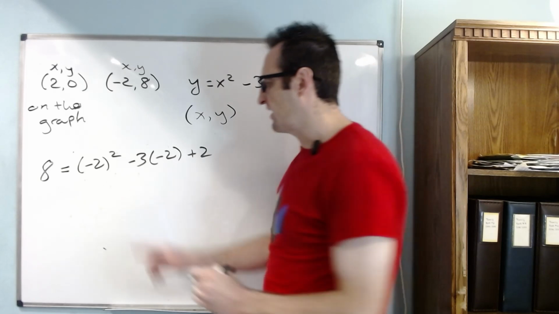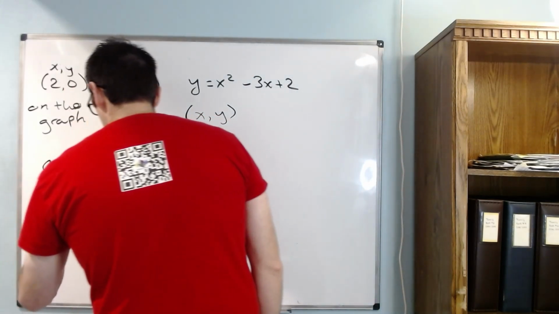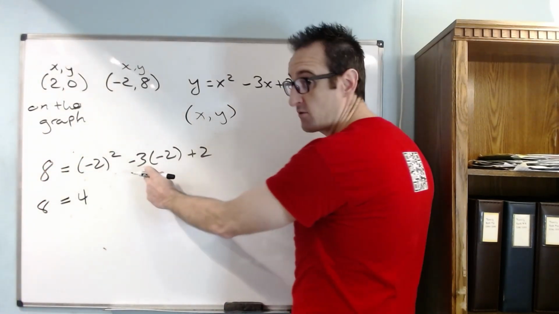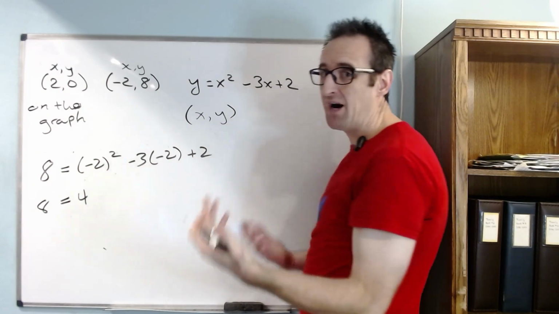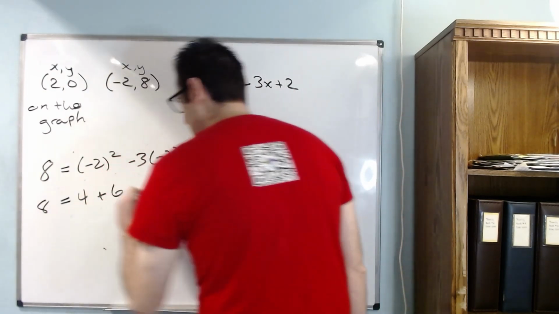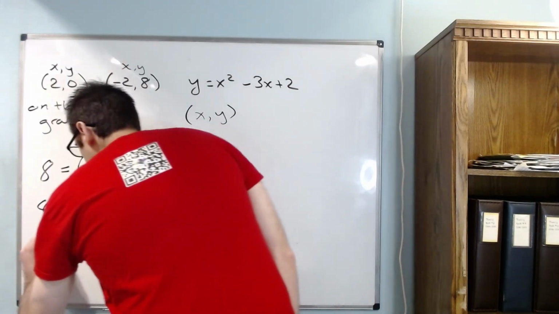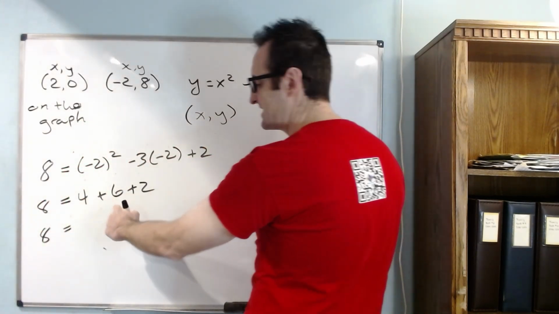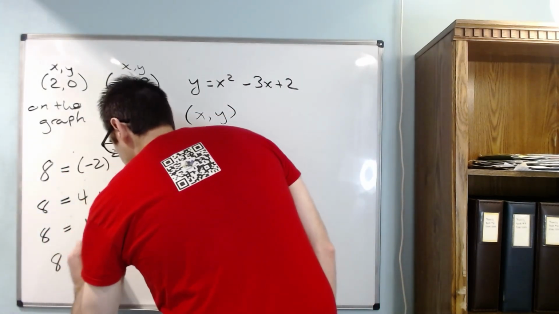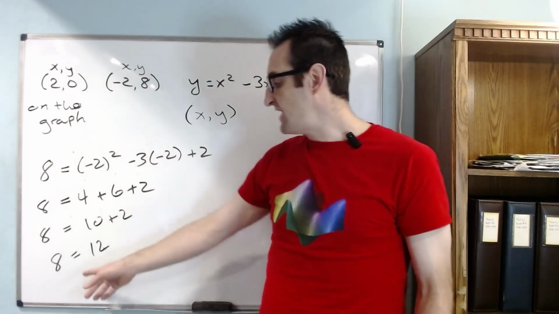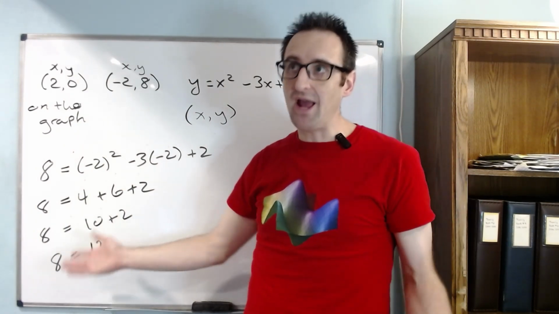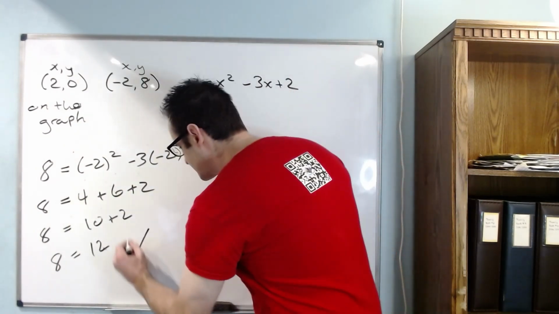Negative 2 squared produces a 4. Negative 3 times negative 2 is a positive 6, so that adds 6. And then we add 2 more. If you add all that together, you end up with 4 plus 6 is 10, plus 2, which yields that 8 is equal to 12. 8 is not equal to 12. And so 8 equals 12 is a false statement.